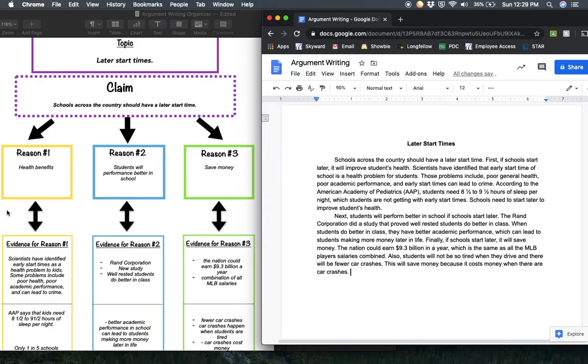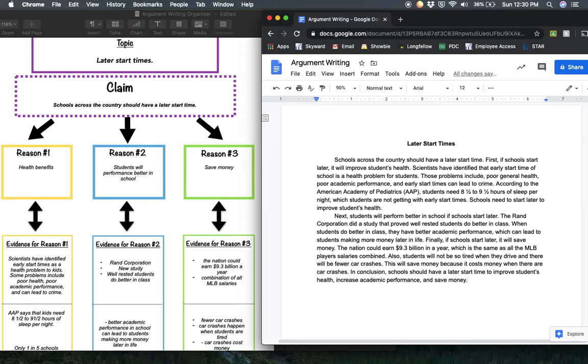I have all 3 reasons, all my evidence in there. I just need to wrap it up. To wrap it up, I'm going to go back to my claim and just restate my reasons. And that is it. So my concluding sentence for this essay is going to say, in conclusion, schools should have a later start time to improve students' health, increase academic performance, and save money. Period.